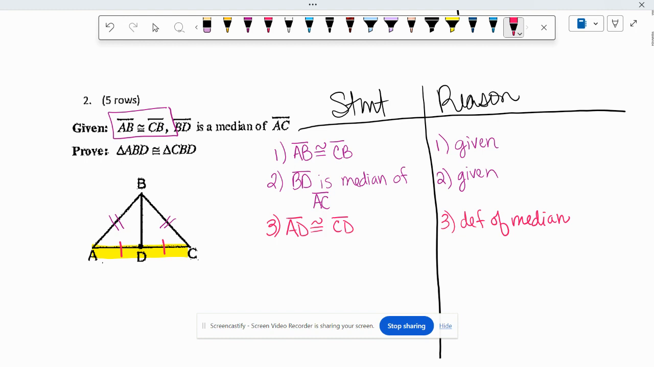What else do we have? The shared side. Yeah. I'm going to put 3 congruent marks on it. We know that segment BD is congruent to itself. What's the reason for it? Because there's no such thing as shared side. Reflexive property.